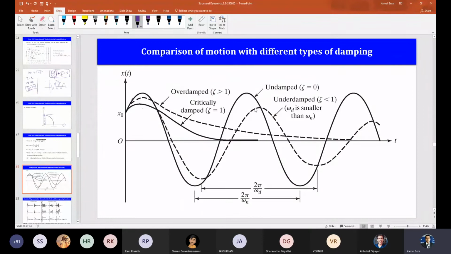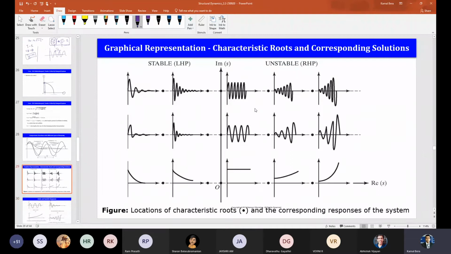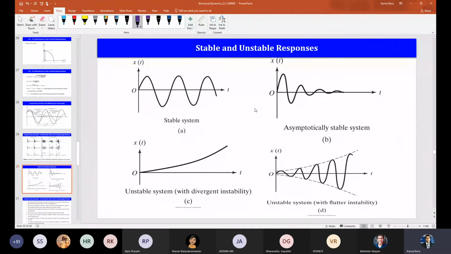We have already discussed this. In the undamped case, it continues to oscillate without any decrease in amplitude. Then this is our underdamped system, which is most of the physical systems, where omega_d is smaller than omega_n. The others are non-oscillatory types, overdamped and critical. Fine, that is not required for you. I'll remove it.